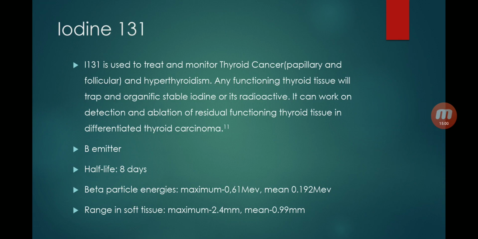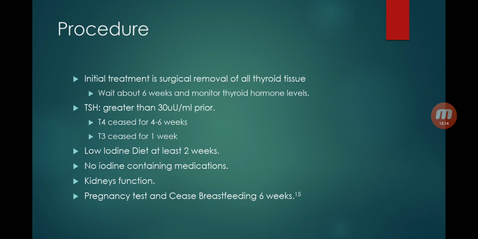Any functioning thyroid tissue will take up stable iodine or radioactive iodine. It can work on detection and ablation of residual functioning thyroid tissue in differentiated thyroid cancer. Initial treatment is surgical removal of all thyroid tissue. T4 is ceased for 4 to 6 weeks and T3 for 1 week before therapy. Patients should keep a low iodine diet for at least 2 weeks and take no iodine medication. Kidney function tests should be done before the test.